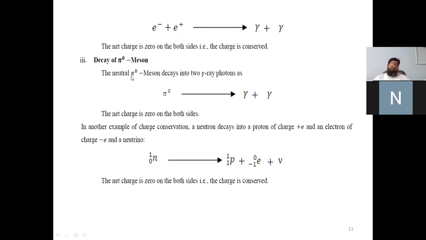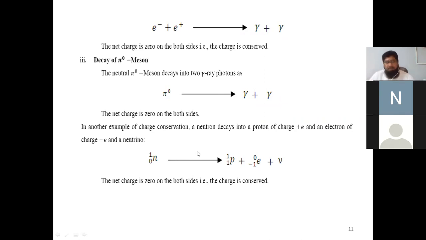This is one example. The other is the pion or meson decay. Here the pi is one of the particles, the pi 0. This particle can decay into two gamma rays. Then there is the neutron. The neutron can decay into a proton and an electron. This electron is a high energy electron, which we call a beta particle. This reaction happens in the nucleus by the emission of beta decay.